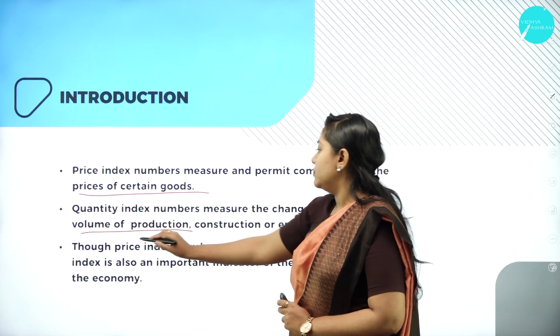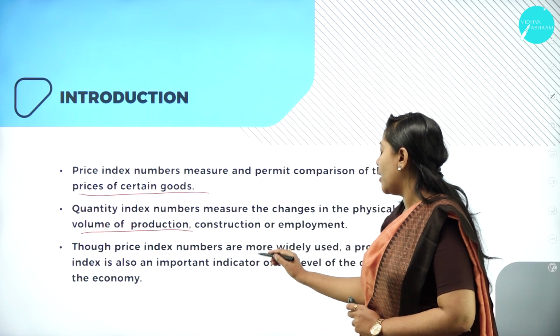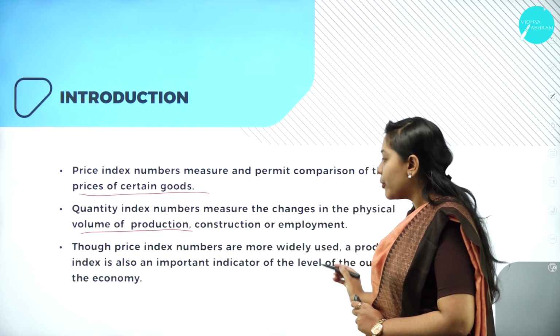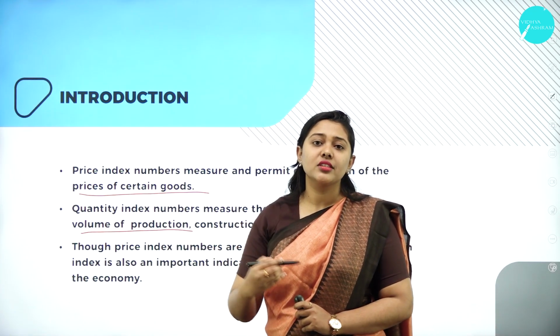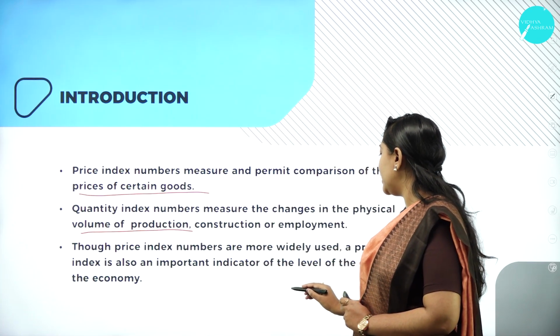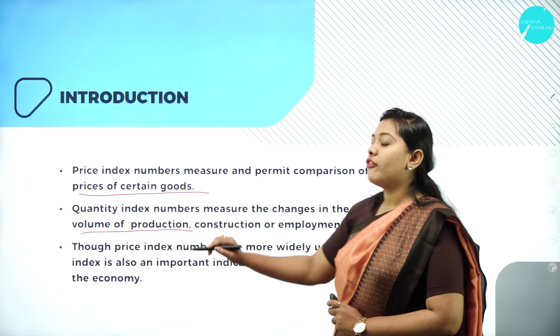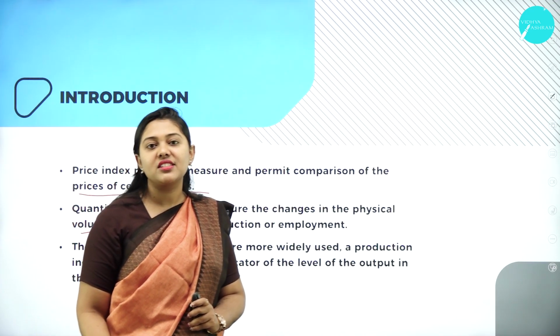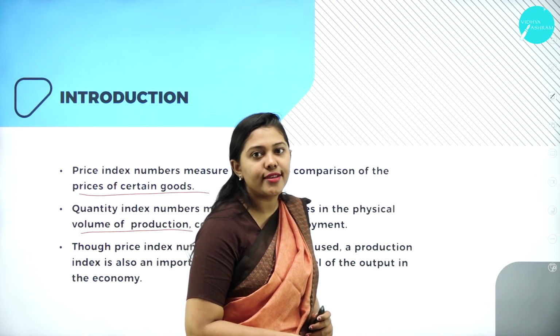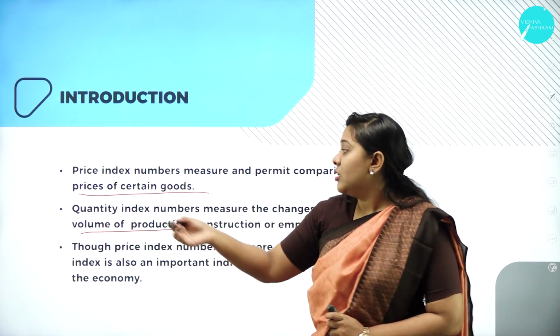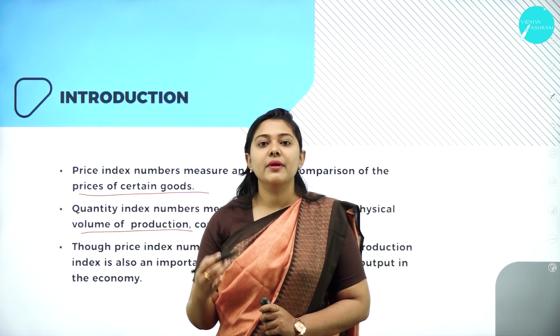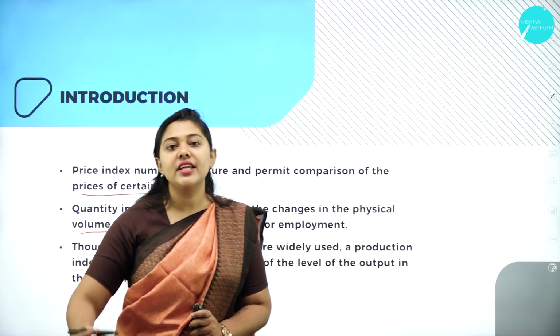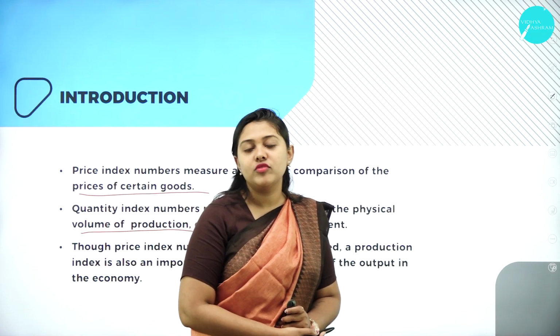Though price index numbers are more widely used, the production index number is also a very important indicator of the level of output of the economy. Why does price have to be studied, why production, and why quantity? Because ultimately we are leading towards the betterment of society.